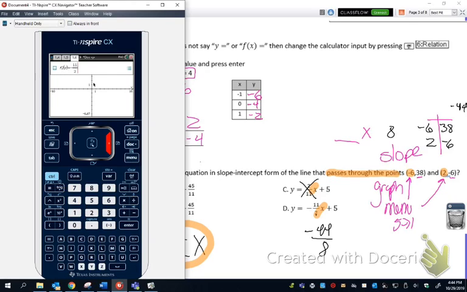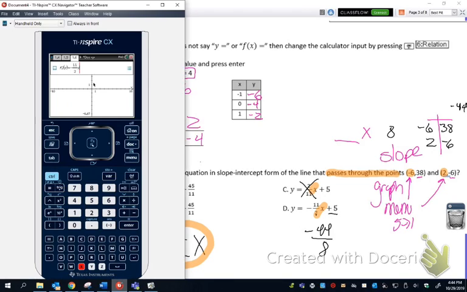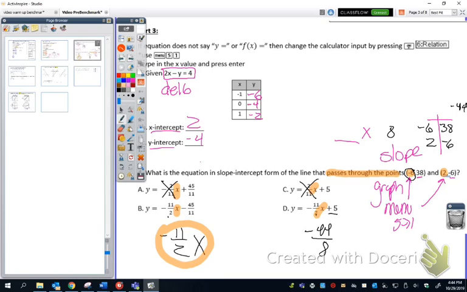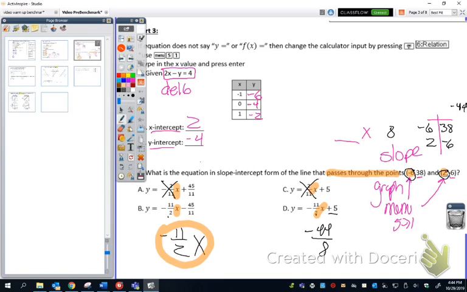Make sure you arrow over x. Now since I can see this one, I'm going to do the plus 5. So plus 5. And that one, now I'm going to do menu 5-1. And I'm going to type in negative 6. So negative 6, and it goes with 38. Now I'm going to type in 2. And it goes with negative 6. So both of these matched.